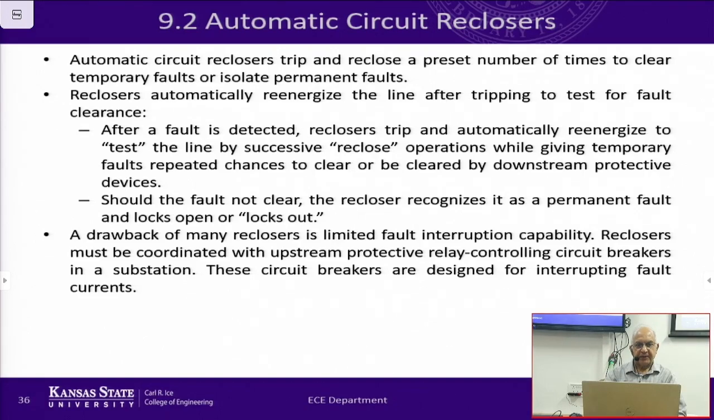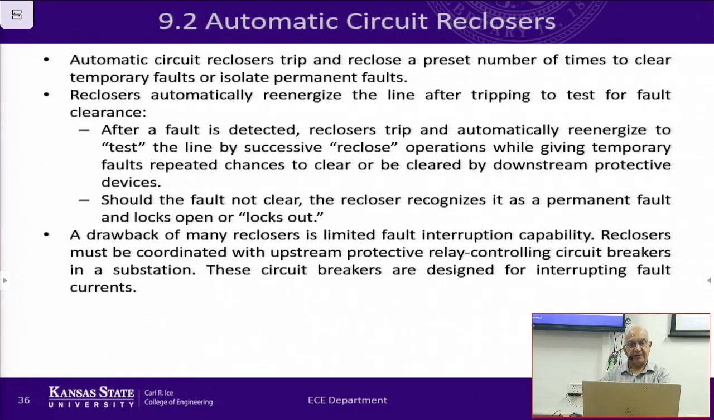They are designed to trip and reclose a preset number of times to clear temporary faults or isolate permanent faults. So reclosers open and automatically re-energize the line. They open and then they close again, just to test if the fault is still there. If the fault is still there, they will open again and close again. So there are multiple times they'll open and close.